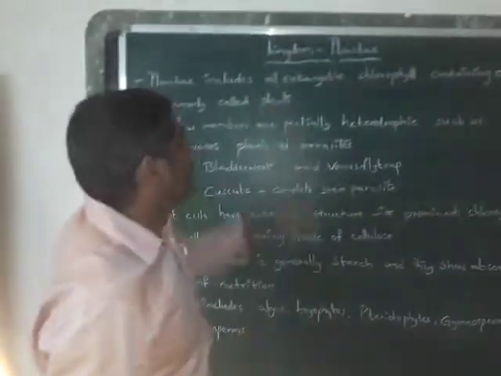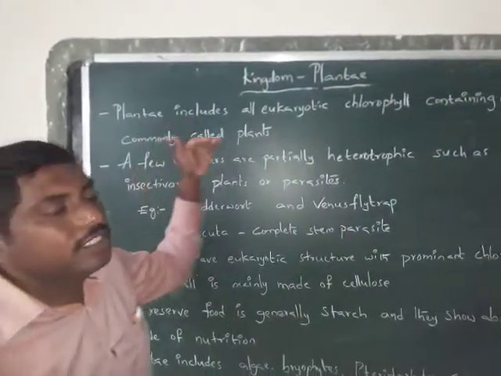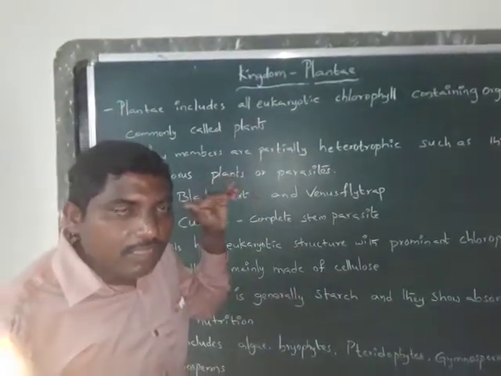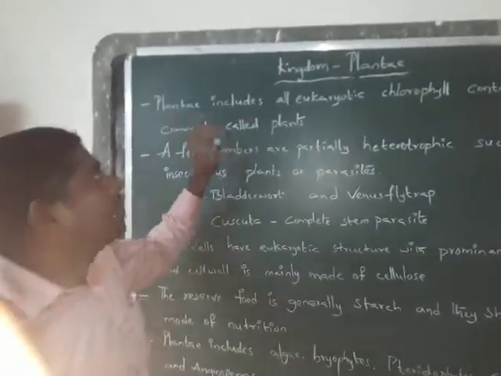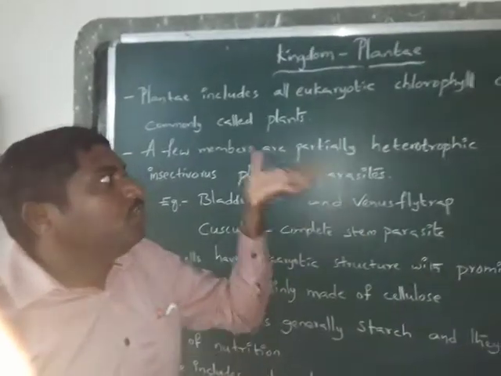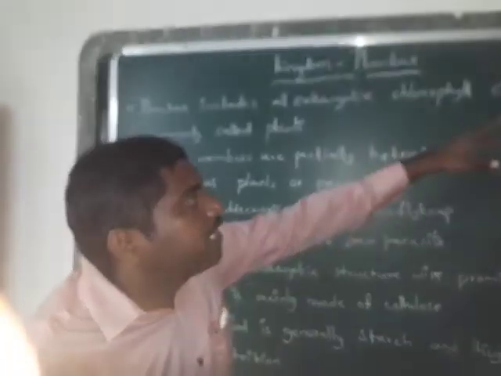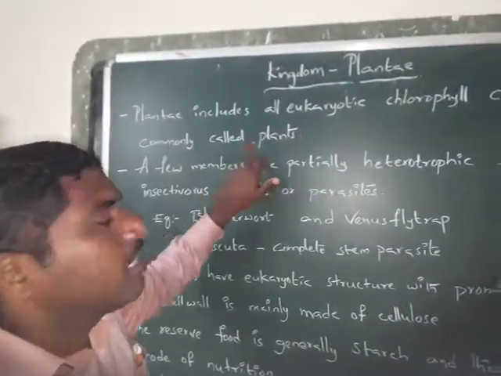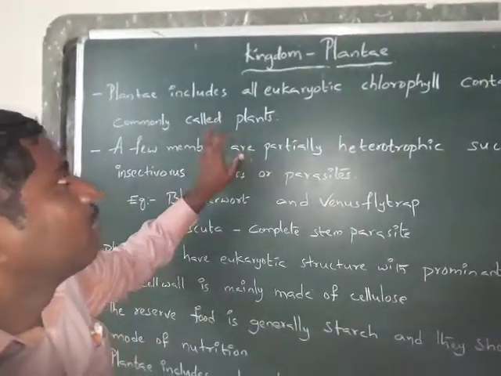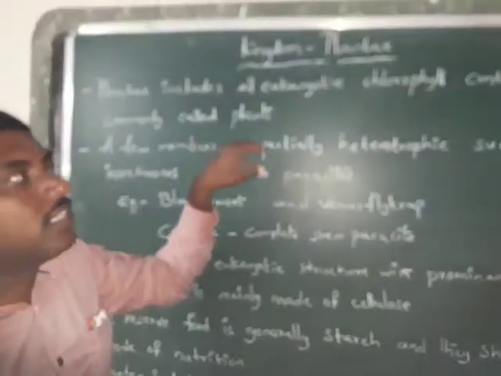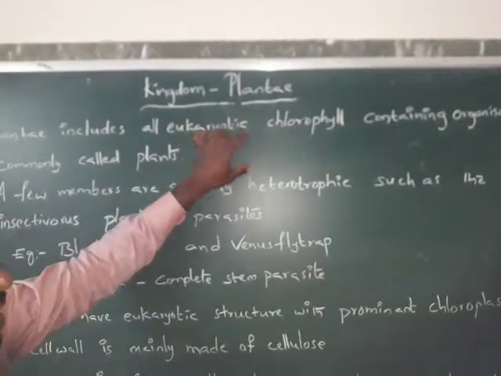Kingdom Plantae includes all types of plants. Plantae includes all types of eukaryotic, chlorophyll-containing organisms, commonly called plants. These are all the plants that come under the Plantae kingdom.